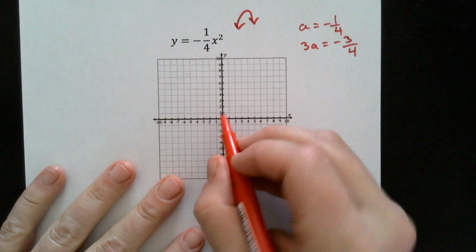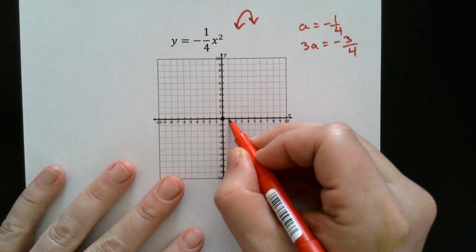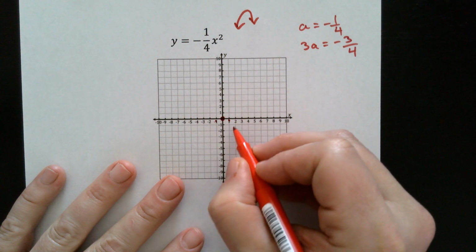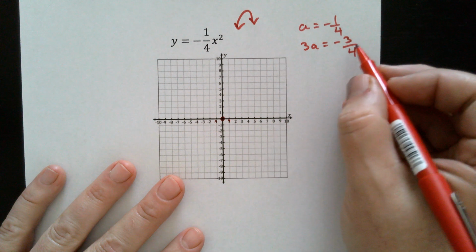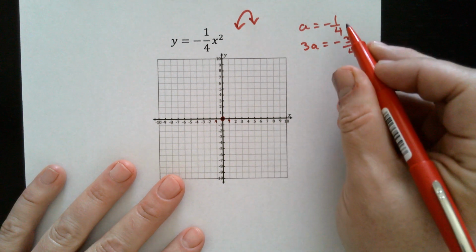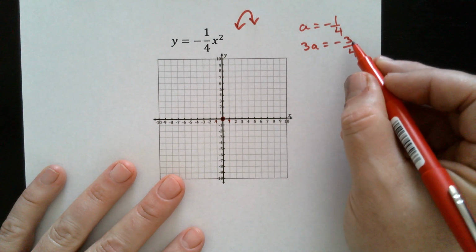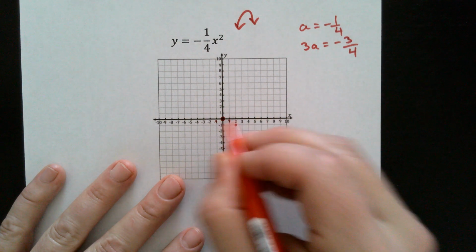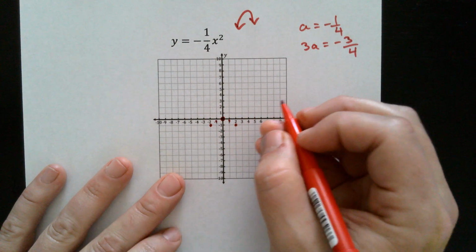Okay, so it says go over 1 and down 1/4. That would be there. And go over 1 again and go down 3/4. Well, that's good because we already went down 1/4. If we go down another 3/4, that's all the way down to negative 1. Okay, so that's what it would look like right there.